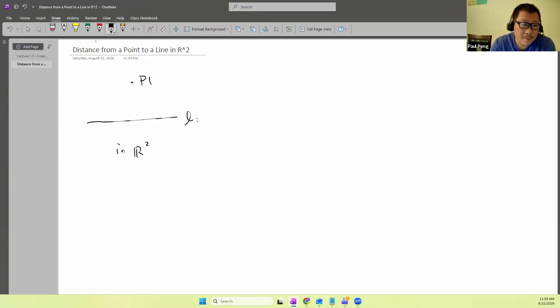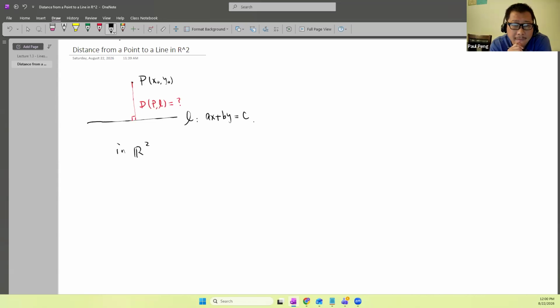I can set up P as (x0, y0). So what is the distance we need to find? That's the distance D from the point P to the line L. Let's set up the line. For the line equation, we can use the general form: ax plus by equals c.